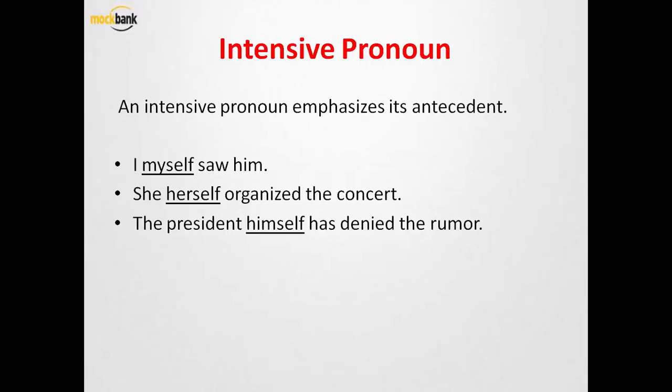Intensive pronouns. I myself saw him. If you closely see, I could have written this statement as I saw him and it would have been grammatically correct. But when I write I myself saw him, what I am trying to do is emphasize the action, that I was the one who saw him. That means myself is emphasizing the action. That means myself is an intensive pronoun.